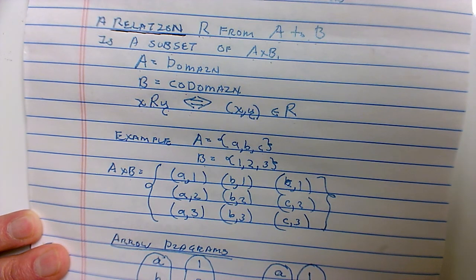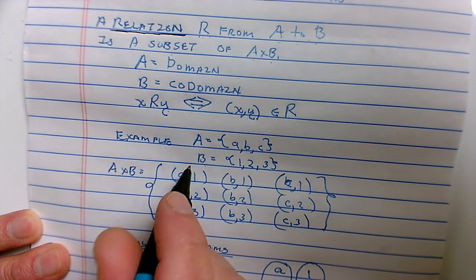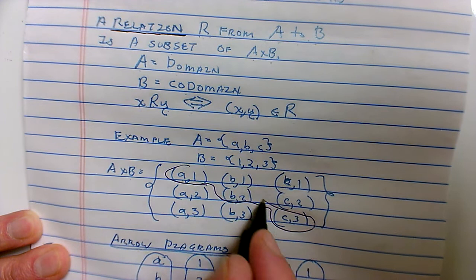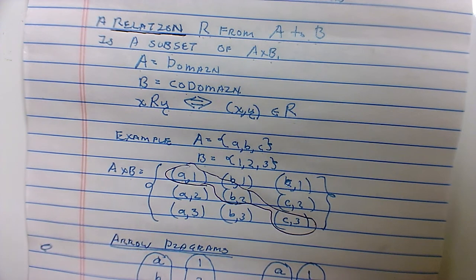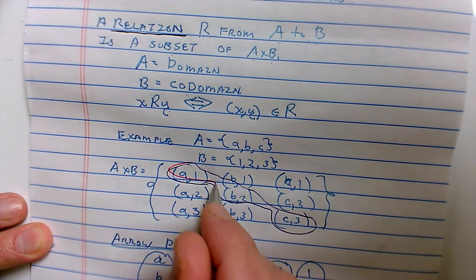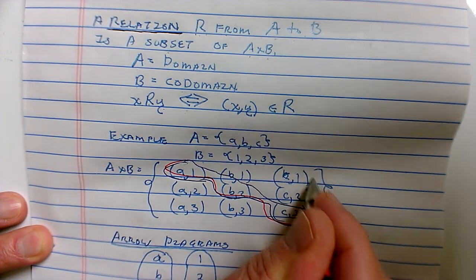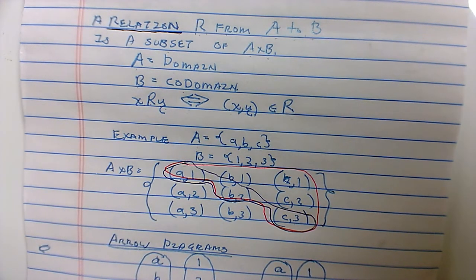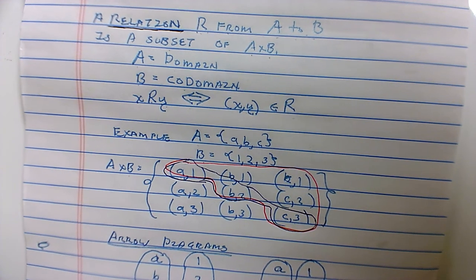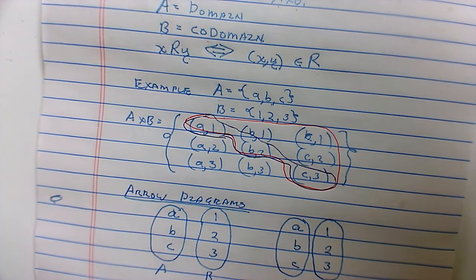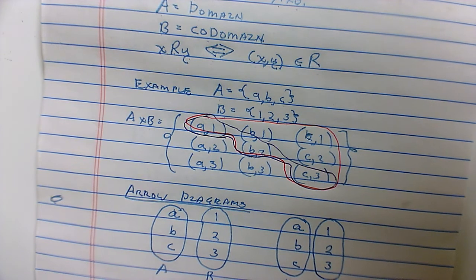Now, a relation in here would be taking any subset of that. So if I took the subset of, say, these three, that would be a relation. But if I took a subset of all of the ones, say, in here that are in red, that is also a relation. So we can define relations and show them as sets of ordered pairs.